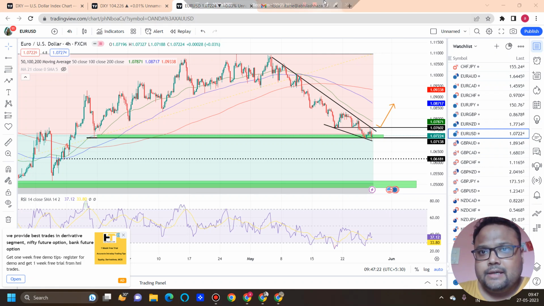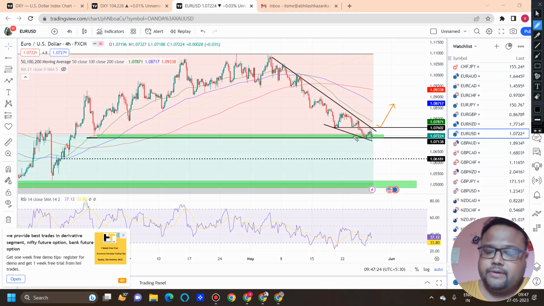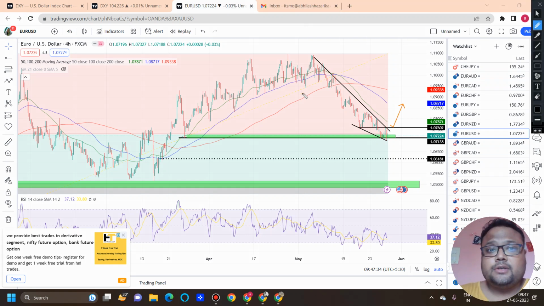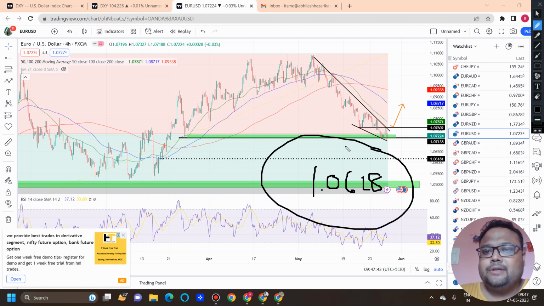So as I was saying, if the market breaks 1.0700, further downside is possible, and you can look for a sell position. And if you're wondering about the best support levels on the chart of Euro USD, then sadly we do not have any strong or immediate support on the chart right now. The next support is around 1.0618 or around this level. You can expect a minor bounce.